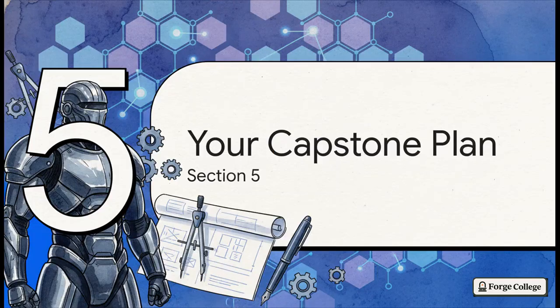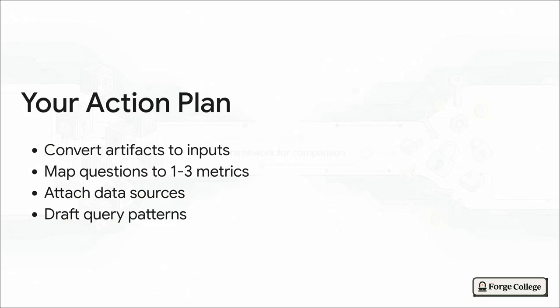Okay, we've made it to our final section. Section 5, preparing your capstone plan. All right, it is time to suit up and actually put this methodology into practice. Here is your action plan. First, convert all your artifacts from this lesson into inputs for the next stage. Second, take your prioritized questions and map them to 1 to 3 measurable metrics. Third, attach your data sources using that sourcing table we looked at. And finally, get to drafting your stub query patterns. Make sure you bring these mapped metrics and query stubs to the next stage of the course. That way, you'll have a rock-solid foundation ready to build on.